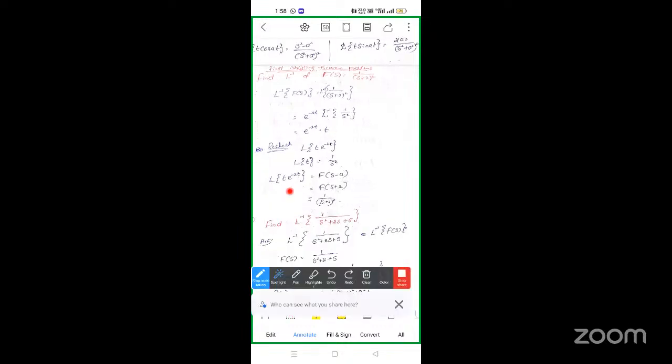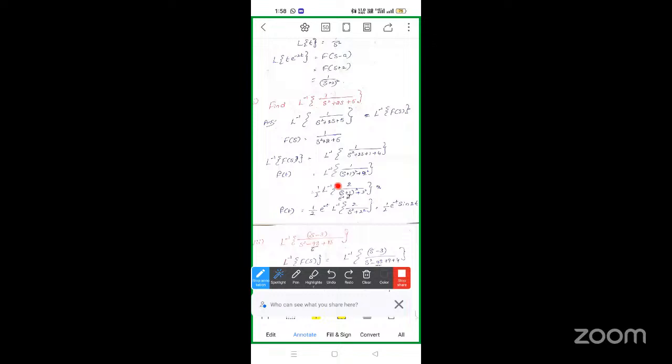So rechecking the answer. L of t into e power minus 2t. So by using multiplication by t, L of t is equal to 1 by s square. L of t into e power minus 2t: by using the first shifting theorem, f of s plus 2, so in place of s we get s plus 2 whole square. So the result is verified.